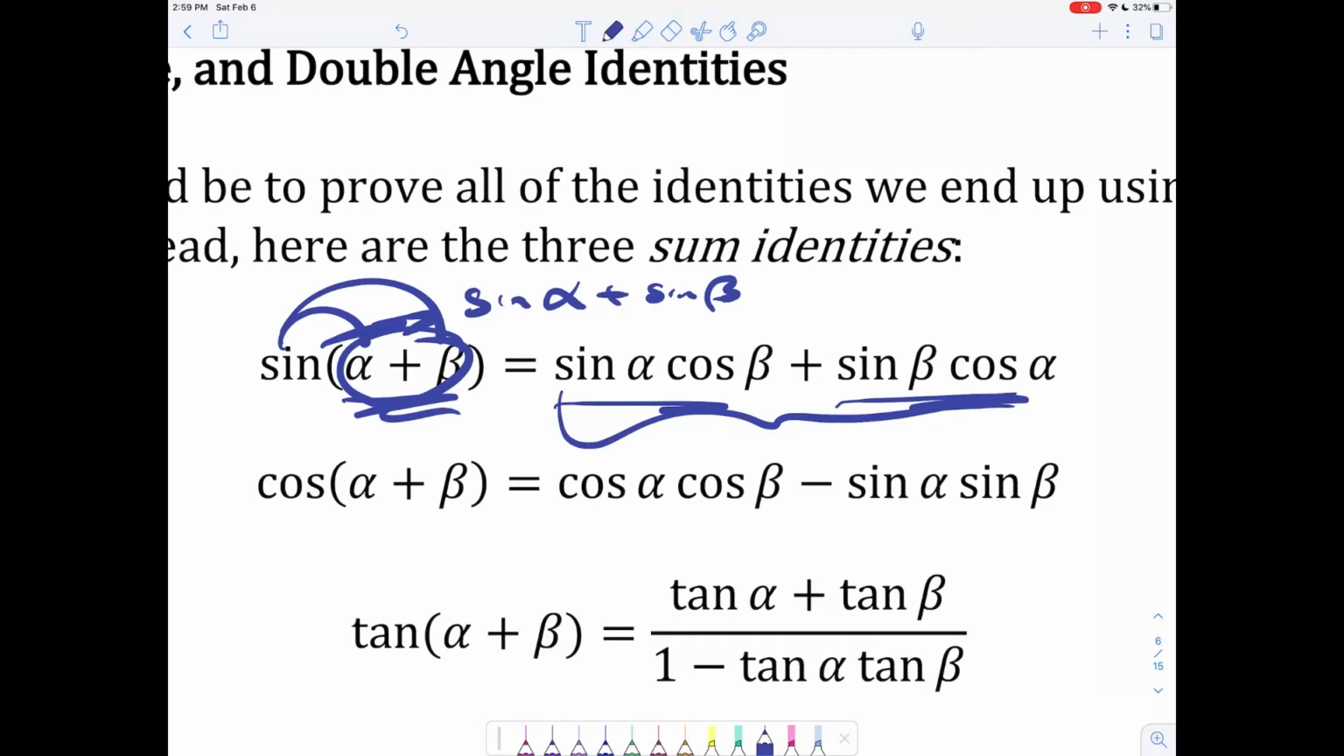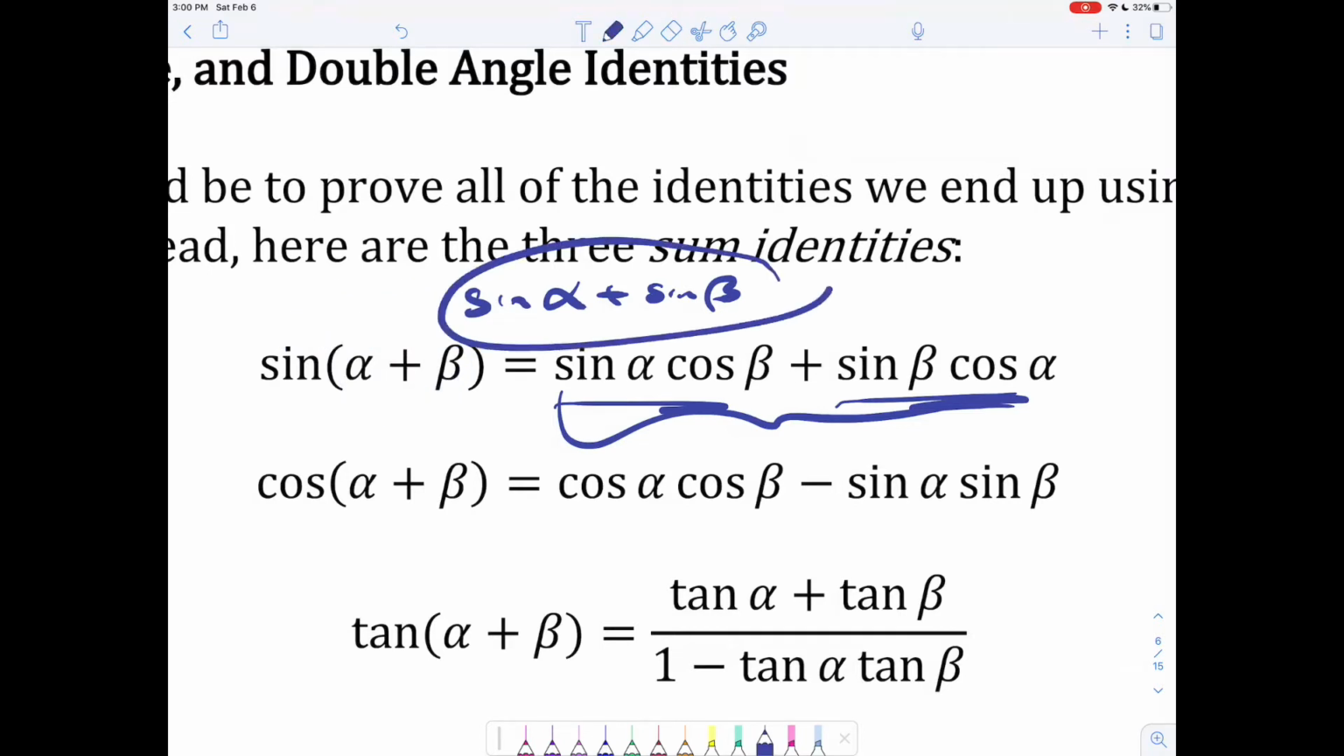We have sine alpha cos beta plus sine beta cos alpha. So never, never, never just say you can distribute the sine. That is, again, not how functions work.